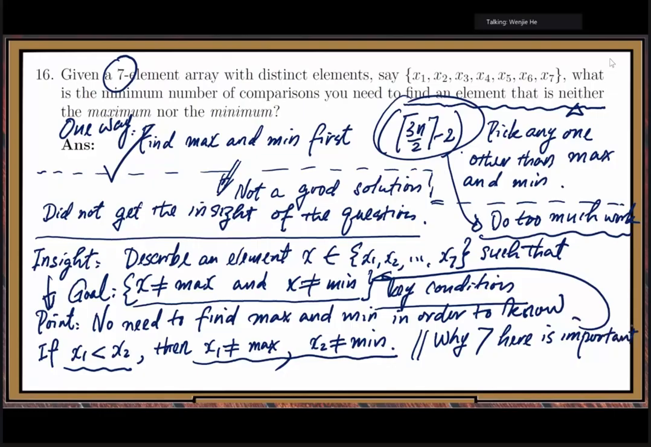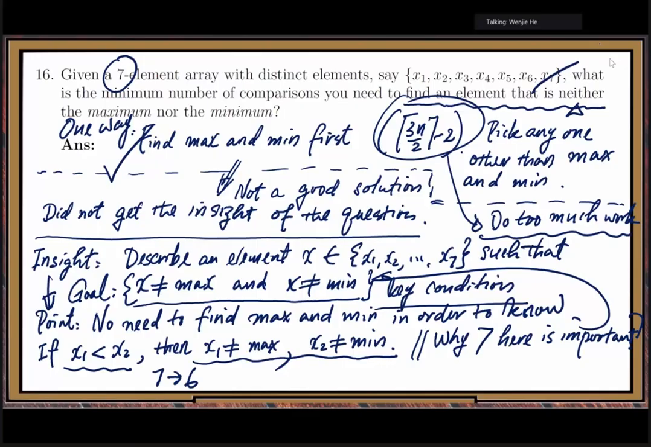Why is this number 7 important? Think about this question. Is the number 7 here very important? If I change from 7 to 6, is it a similar question? Given a 6-element array with distinct elements, I just cross out the last element, x7.